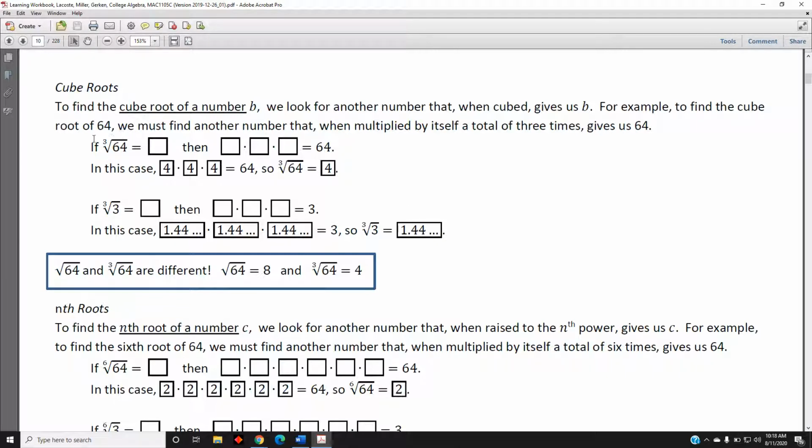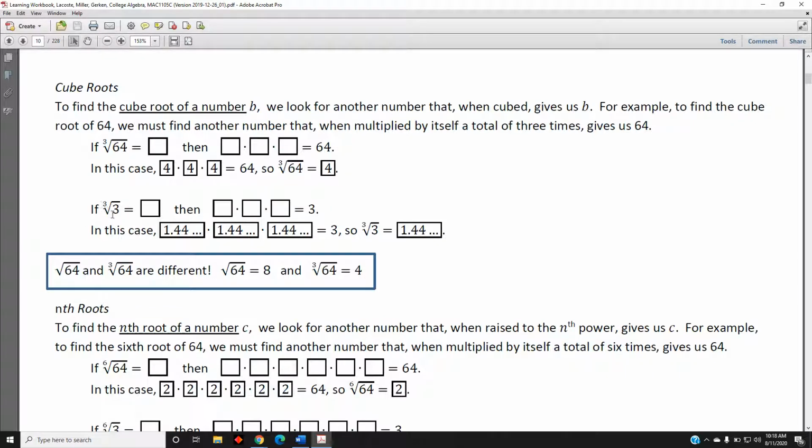If the cube root of 64 equals box, then box times box times box equals 64. In this case, 4 times 4 times 4 equals 64. Or said another way, 4 cubed equals 64. So, reversing the process, the cube root of 64 is 4. Let's try a harder number.